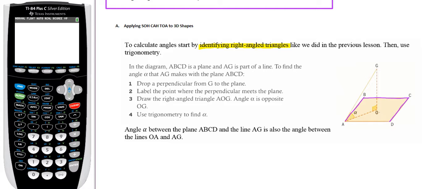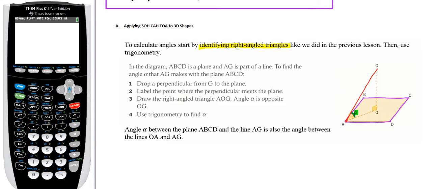And you have a line. The line is from vertex A to a point above the plane at G. So there's a line AG. And we're interested in the angle that that line makes with the plane. So when we think about the plane and we think about the angle, what we're looking for is when we start on the plane and we come up to the line of interest, that creates an angle called alpha. So we're interested in that angle.